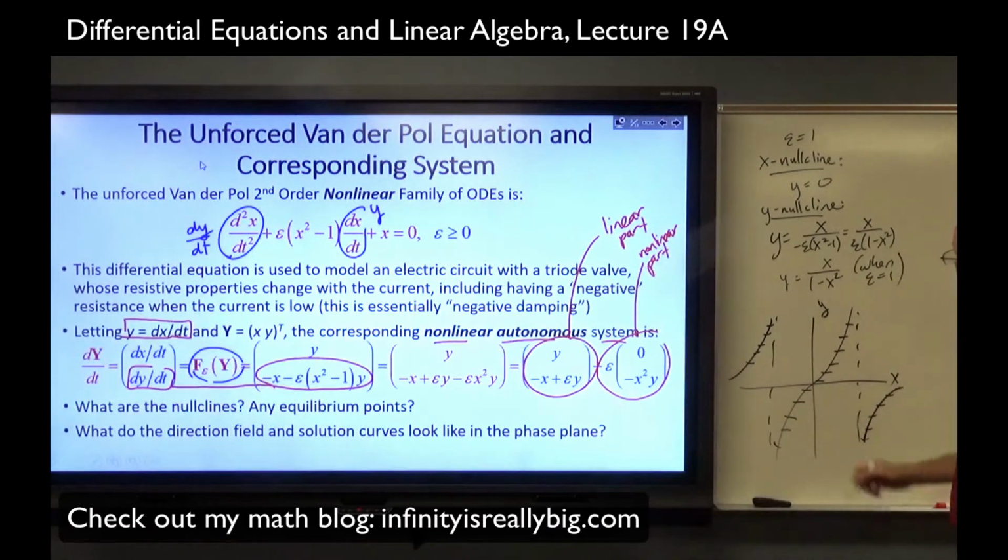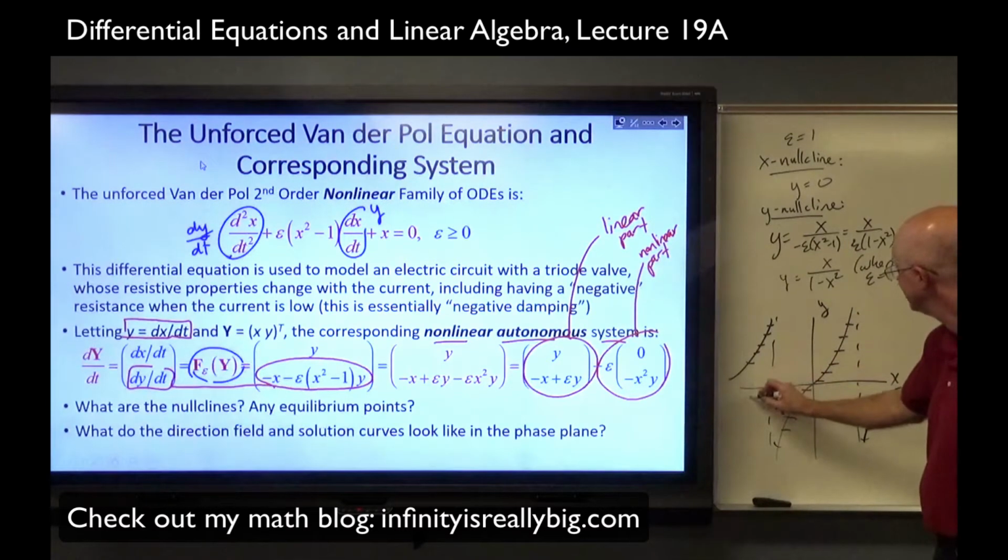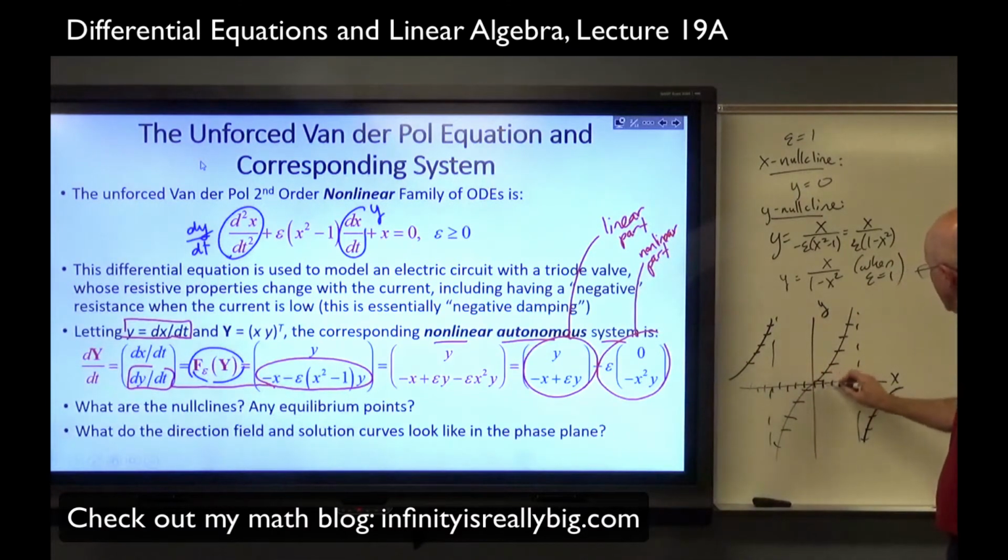And again, the x nullcline is where y is 0, the x-axis. That's where you cross with vertical tangents. Where x and y nullclines intersect, which is only at one point, the origin right there, there you have an equilibrium point.